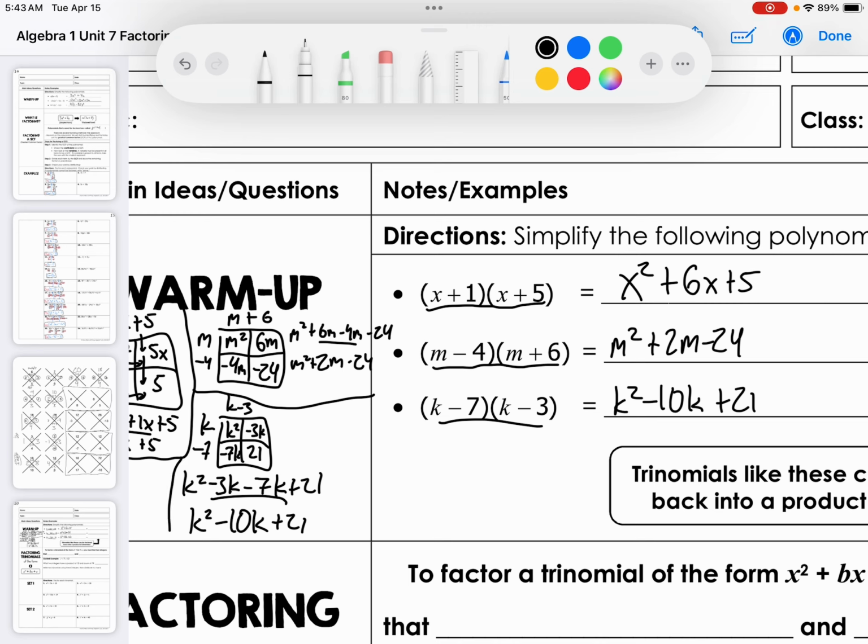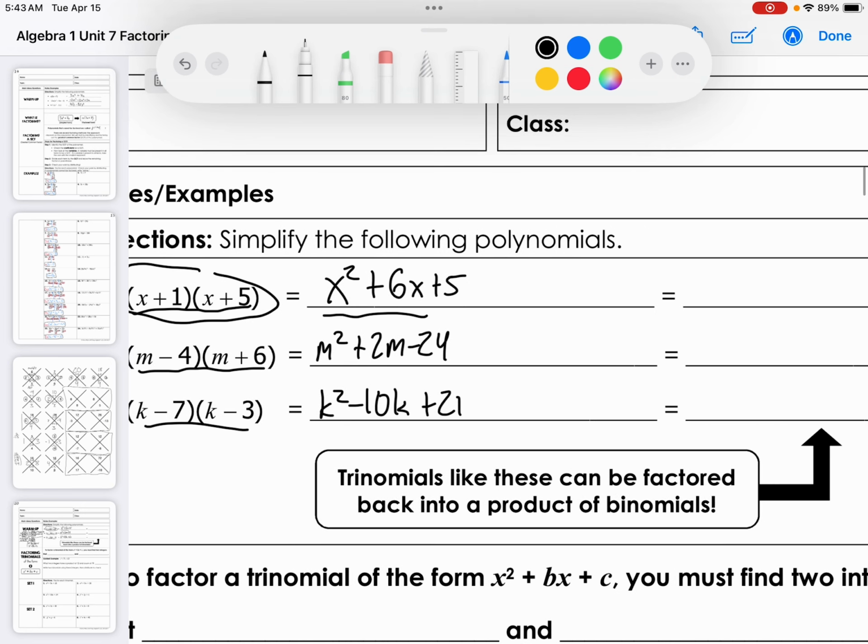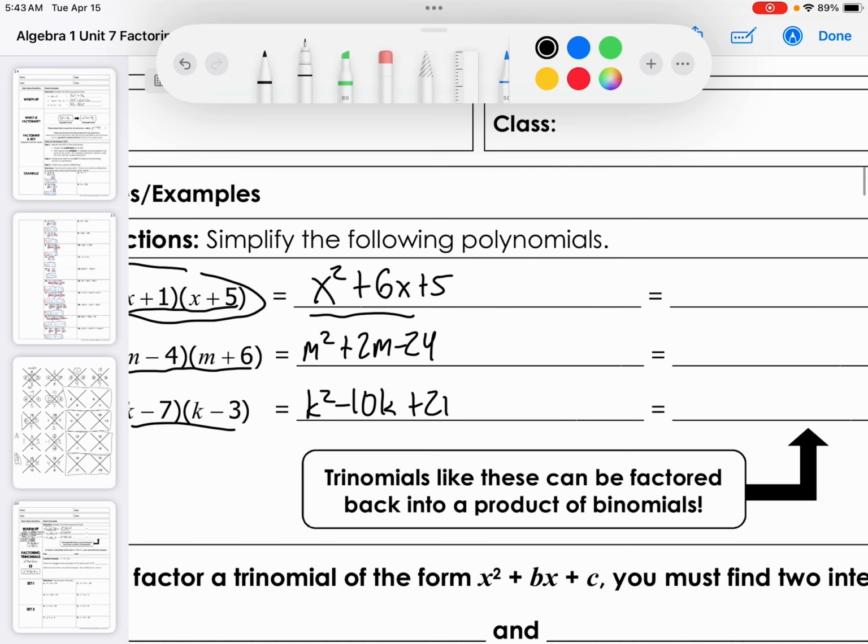In this unit, we are going the other way around. So instead of multiplying these together to get this as the answer, we are going to be taking the x squared plus 6x plus 5 and turning it back into this multiplication, x plus 1 times x plus 5. Or the m squared plus 2m minus 24, we're going to turn that back into m minus 4 and m plus 6. We're just undoing the multiplication that we would have done in the last unit. And then k squared minus 10k plus 21, we would turn into k minus 7 and k minus 3.